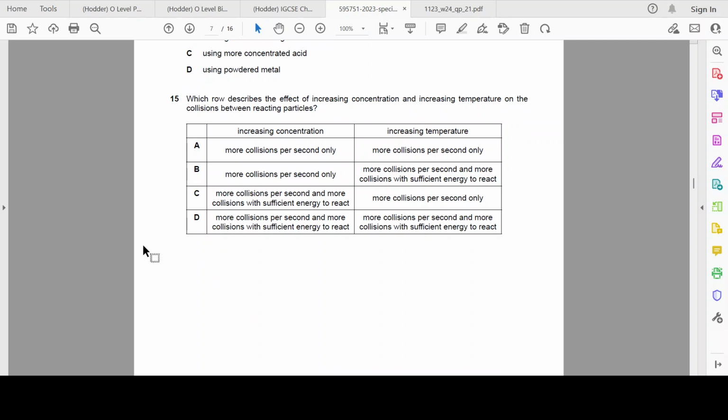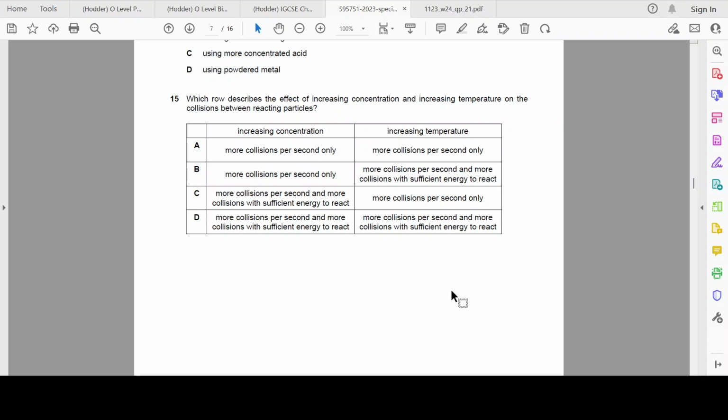Okay, question 15. Which row describes the effect of increasing concentration and increasing temperature on the collision between reacting particles? C and D are incorrect. It's not C and D. B and D. No, C and D.